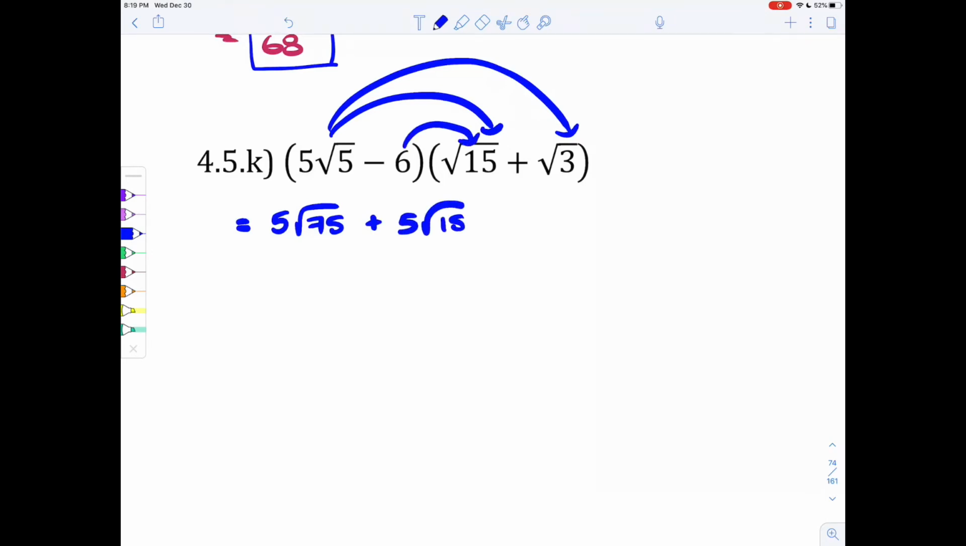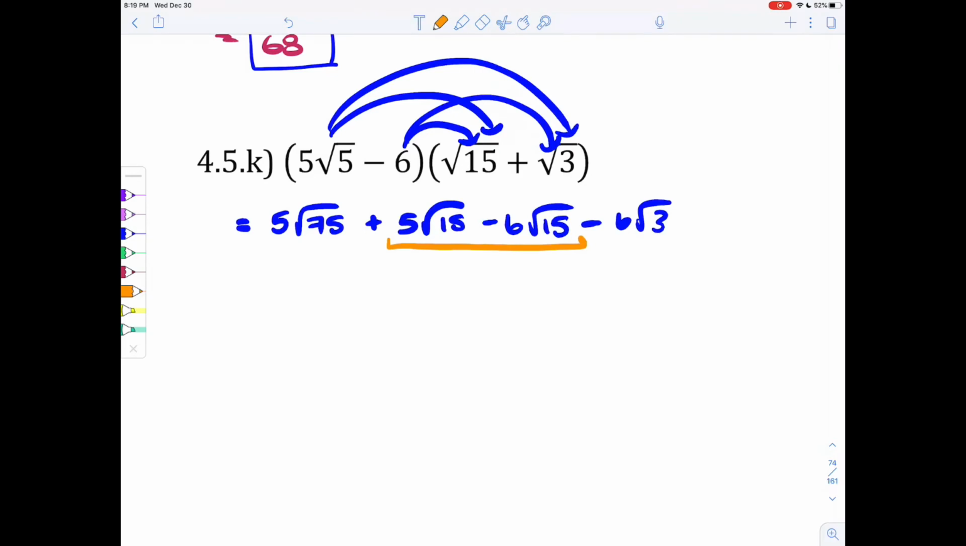Our first distribution of our second term becomes negative 6 root 15. And our second distribution of our second term, that's a mouthful, is negative 6 root 3. Beauty. Now, right away, I can see that these guys are going to collect.